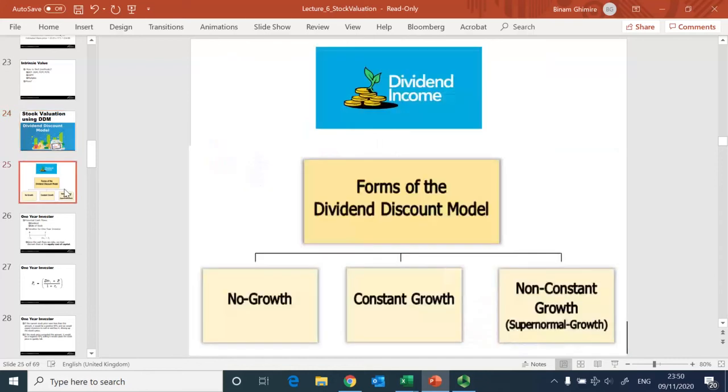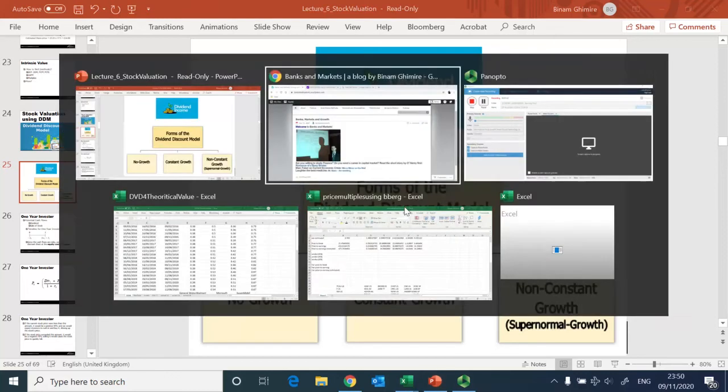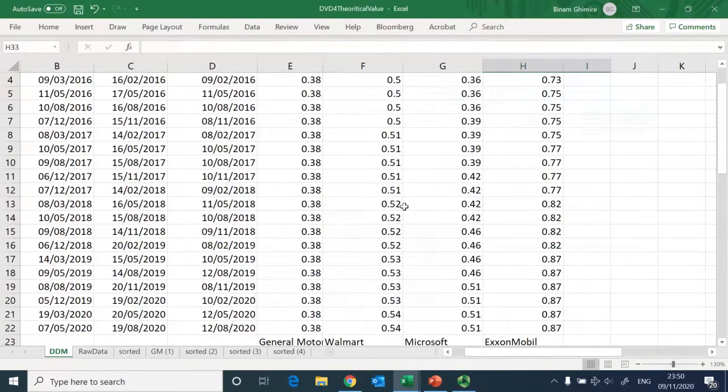The second thing is regarding the assumption related to dividend growth. The dividend paid by the company may not grow, which means it may remain the same all the time. It may grow at a constant rate, or it may grow non-constant. In all these three cases, the formulas to be applied will be different. I'll be showing you all this with the help of a real world example, so there is nothing to worry.